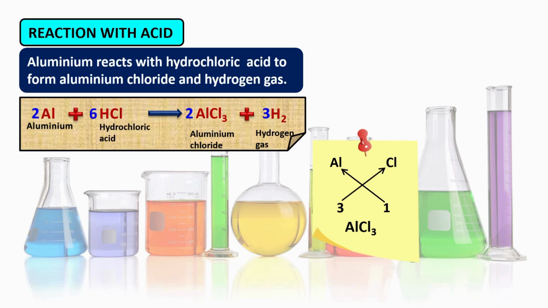So 2Al plus 6HCl, hydrochloric acid, gives you 2AlCl3, that is aluminium chloride, plus 3H2, that is hydrogen gas.